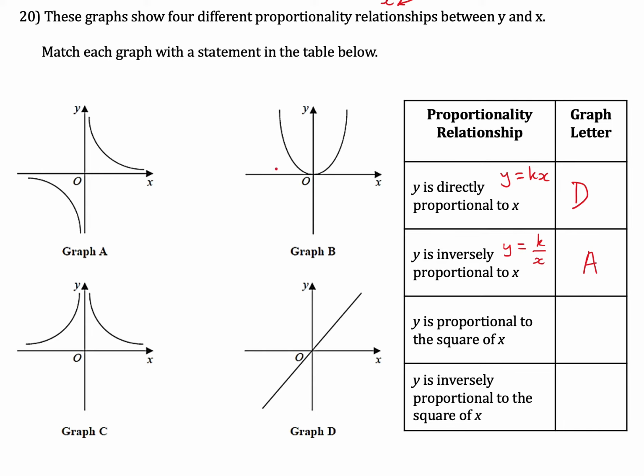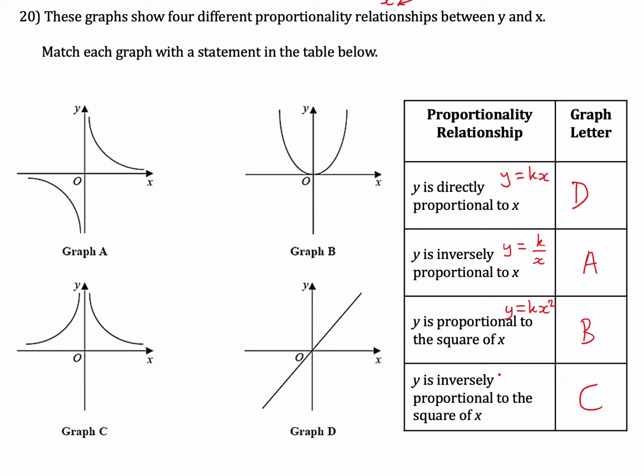and they look like this. Y is proportional to the square of x, so y equals something times x squared. Well, again, y equals x squared itself looks like this, and when we increase that number in front of the x squared, the graph just gets more narrow, it stretches upwards if you like. So that is graph B, which means the leftover one is graph C.